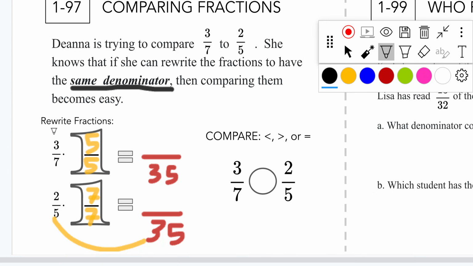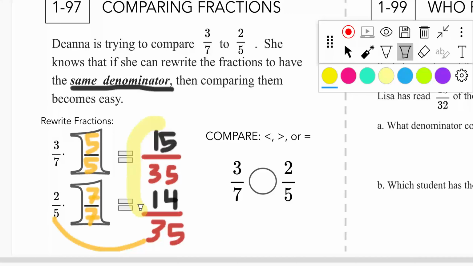So 5 times 3 or 3 times 5, you should have got 15. Good job if you got that. And 7 times 2 or 2 times 7 would be 14. Now, let's compare these two fractions here. Which one is bigger? Yeah, look how easy it is to compare them now.